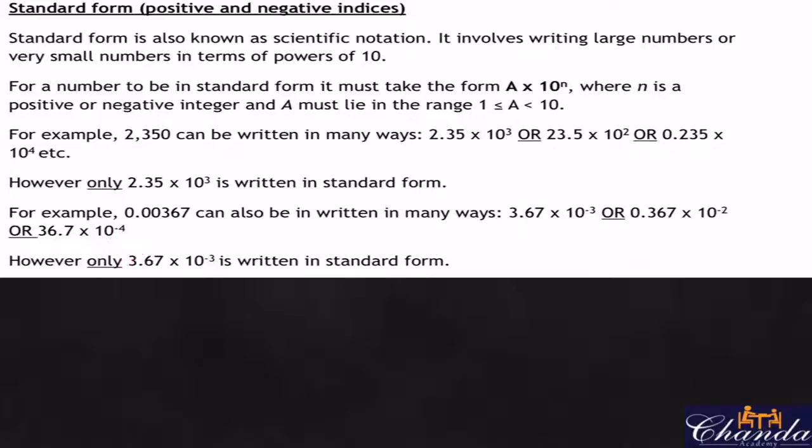However, once again, there's only one option here that actually falls into standard form. 3.67 is the only number that happens to fall into that 1 to 10 range. Everything else falls outside of it. Therefore, 3.67 times 10 to the power of negative 3 is the only one that has been written in standard form here. So, let's put this into practice with a few questions.